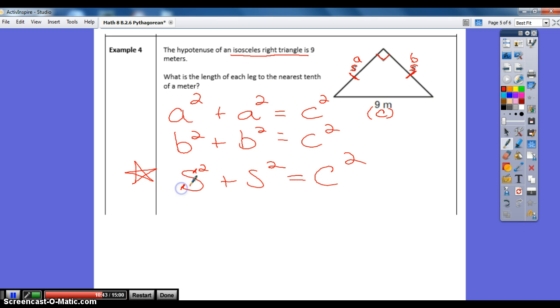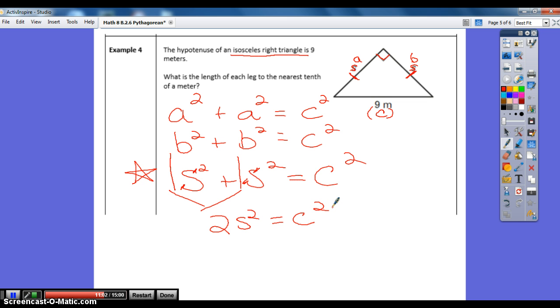How many sides do I have? What's assumed here? Ones in front of those S squared. So how many S squareds do I have? 2. I have 2 S squareds. And that equals C squared.